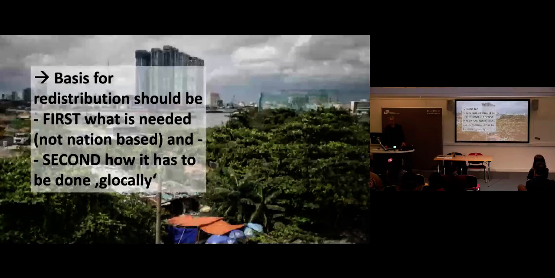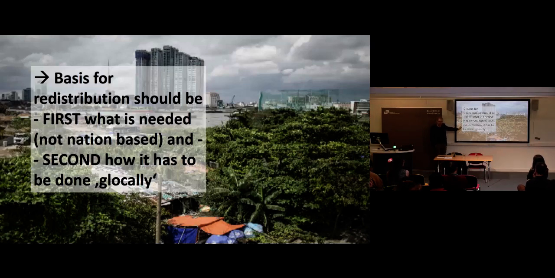So, the basis for redistribution, perhaps this is an important point, what we discussed, should be first, what is needed? What do local people really want? What type of development do they really want? For what should the money be used? We don't just know this, I think.